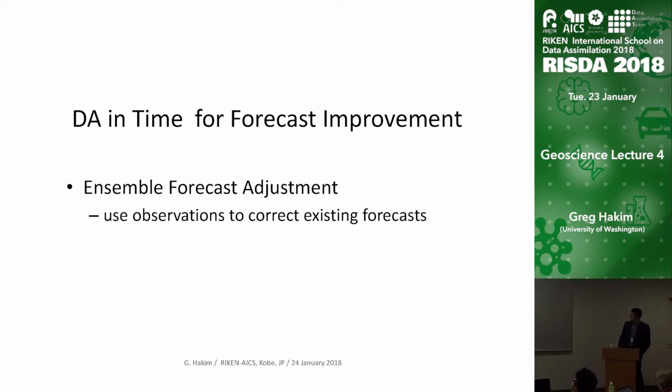All right, so the very last thing I'm going to talk to you about is using data assimilation in the time domain. So we're used to thinking about doing data assimilation to produce an initial condition that we then use the forecast model to make the forecast with. This is something we call ensemble forecast adjustment, which uses the observations to correct existing forecasts.